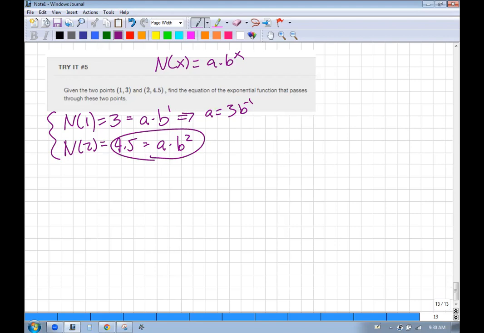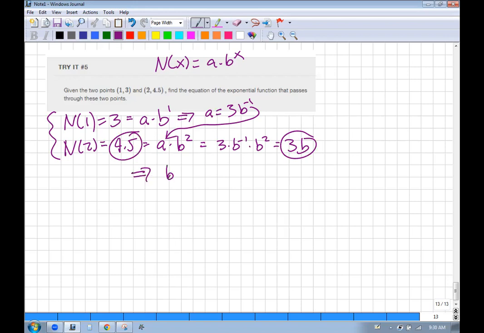Y'all remember how to solve systems of linear equations, two variables, you substitute one into the other. If I plug that in here, I'm getting 3b to the minus 1 times b squared, which is just 3b. So 3b is equal to 4.5, then b is 4.5 over 3. So now that I know my A and B, let's see, I don't know A and B yet. This is B. A is 3 times that, so this is 3 times 4.5 over 3 to the minus 1.